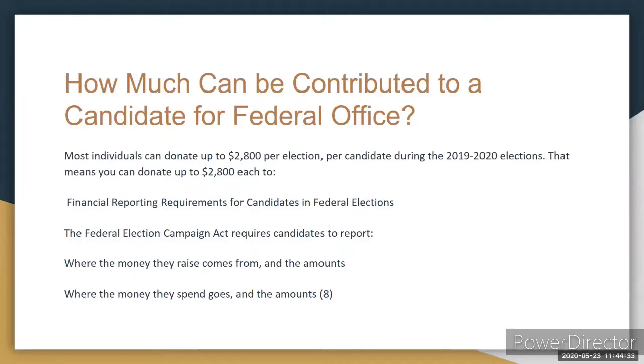Financial reporting requirements for candidates in federal elections. This act requires candidates to report where the money they raise comes from, what amounts they spend, and where that money goes. So basically they follow the money. The law applies to candidates for president as well as for the U.S. Senate and the U.S. House of Representatives. The Federal Election Commission, or FEC, sets campaign contribution limits for individuals and groups. It tracks campaign finance data and it oversees public funding used in presidential elections.